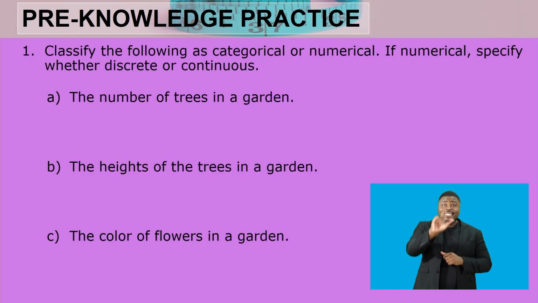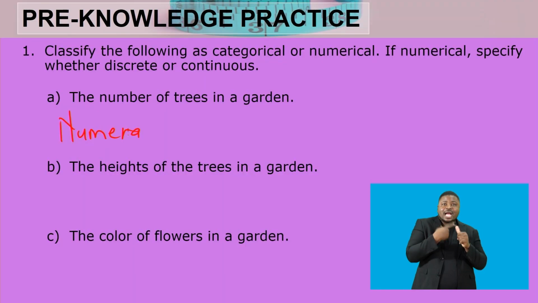Classifying data, we're going to look at the following pre-knowledge questions. Classify the following as categorical or numerical. If numerical, specify whether it's discrete or continuous. Question A says the number of trees in a garden. The number of trees in a garden can be literally counted, and we cannot have half a tree. So it means that that type of data is numerical.